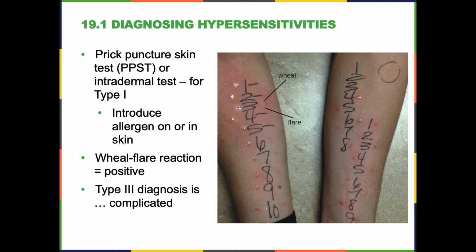We can also diagnose type 3, but because there are so many different causes for type 3 hypersensitivities, it's a complicated analysis. It requires really looking into cells and so on, so we'll just leave it at that. We'll talk about the prick puncture skin test for type 1 hypersensitivities. Cool. All right. So you have now been diagnosed, how do we treat it?